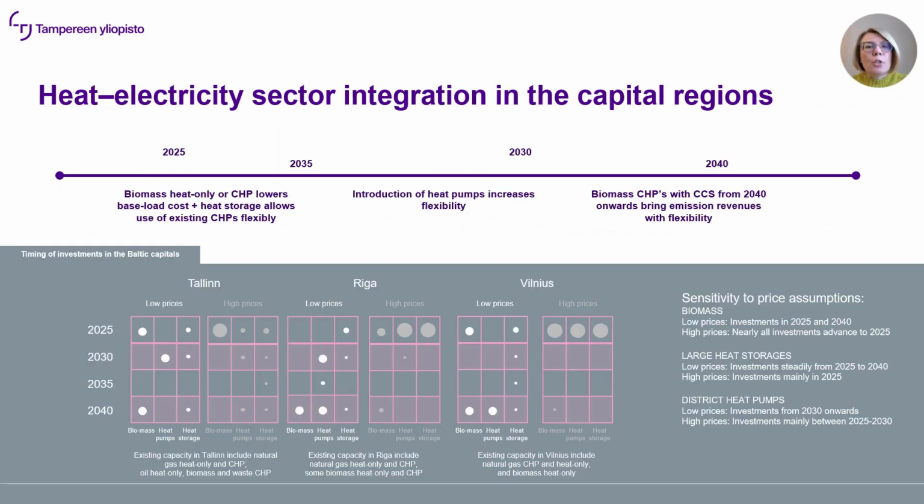The modeling suggests that investment in the integration of district heat and electricity is a cost-effective flexibility solution in all Baltic capitals. Timeline of investment is similar in all Baltic capitals, although existing capacity and demand make each capital's capacity mix unique, as you can see in the tables presented on this slide.